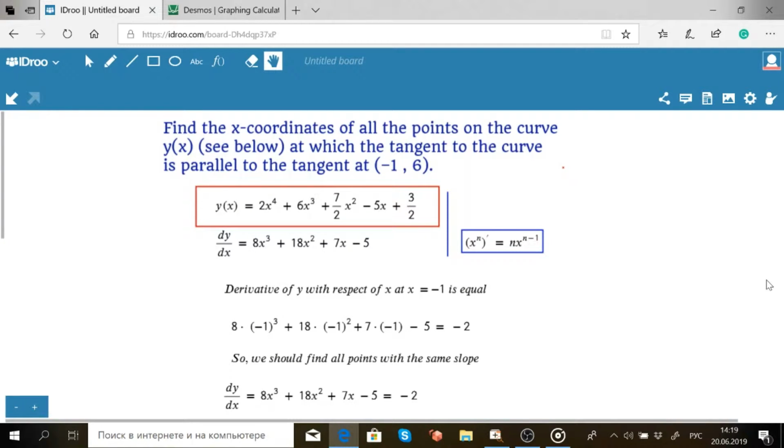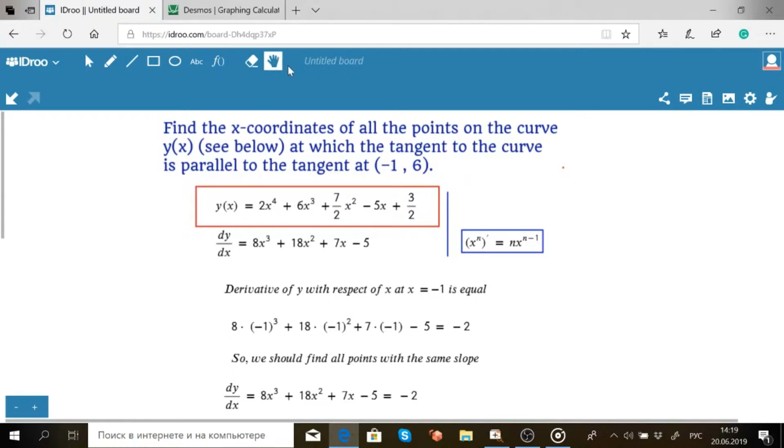The lines are parallel to each other if they have just the same slope. The slope of the tangent line at a particular point we can determine as the value of the derivative. So, our first task is to find the derivative of the y function. The initial function is a polynomial of the fourth order. To find its derivative, we will use the rule written in the blue box.